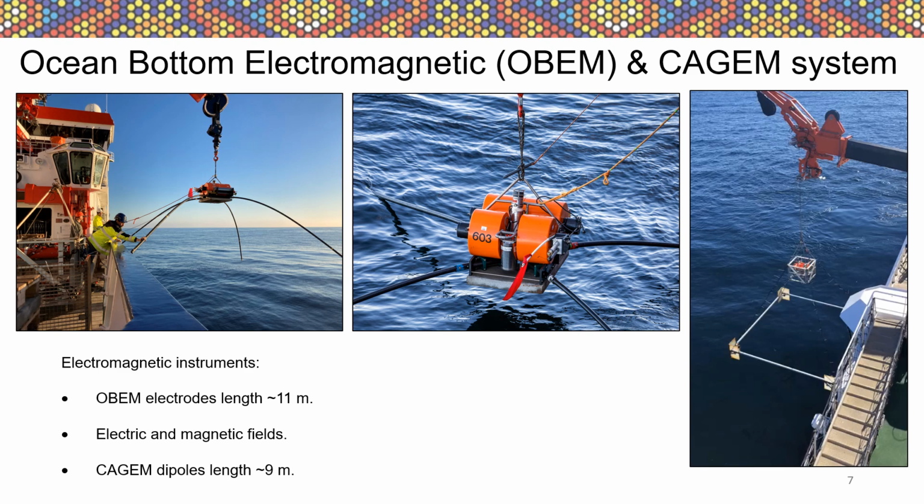OBEMs are instruments that measure the two horizontal components of the electric field and three components of the magnetic field, figures 1 and 2. In figure 3, we can see the KGM system, which is the transmitter we use to create artificial electromagnetic fields. It consisted of two 9-meter orthogonal dipoles, one in this direction and the second one perpendicular.